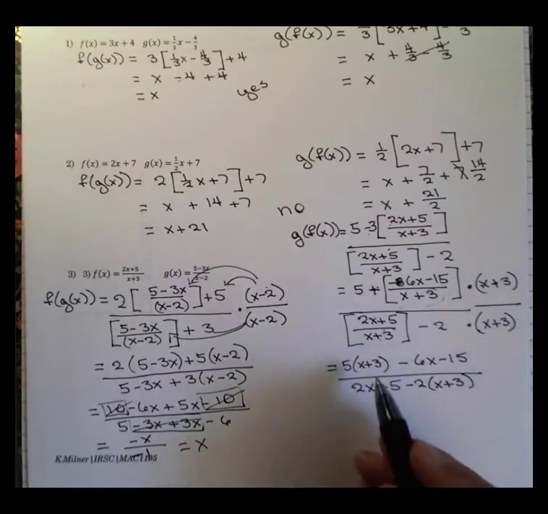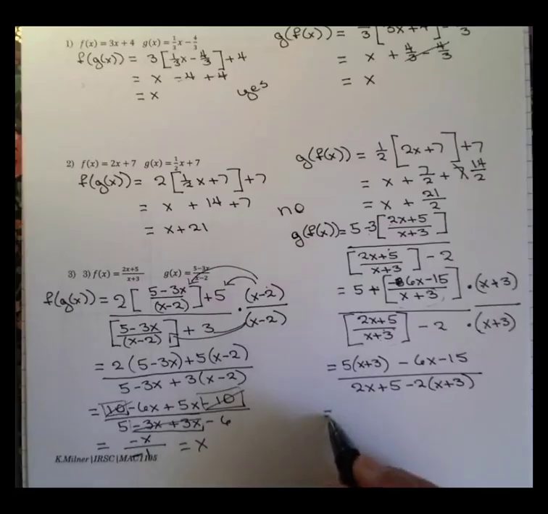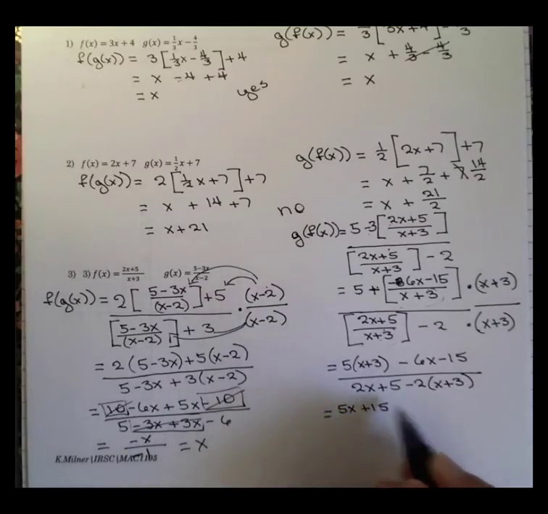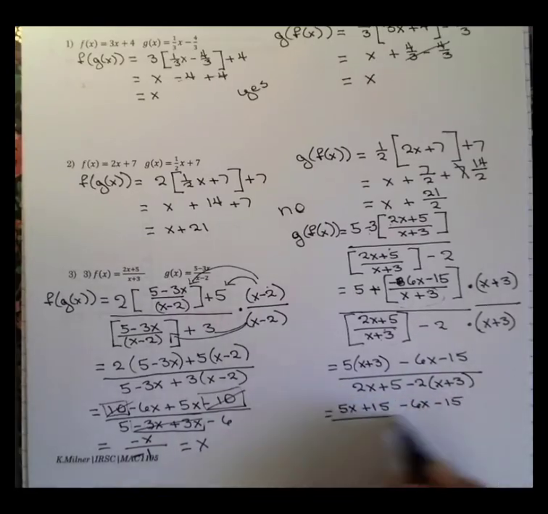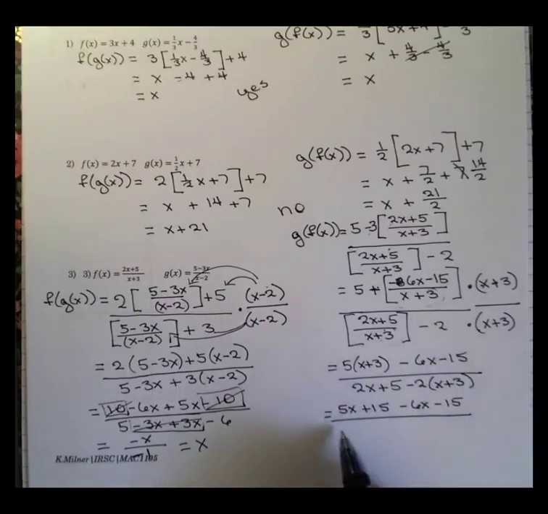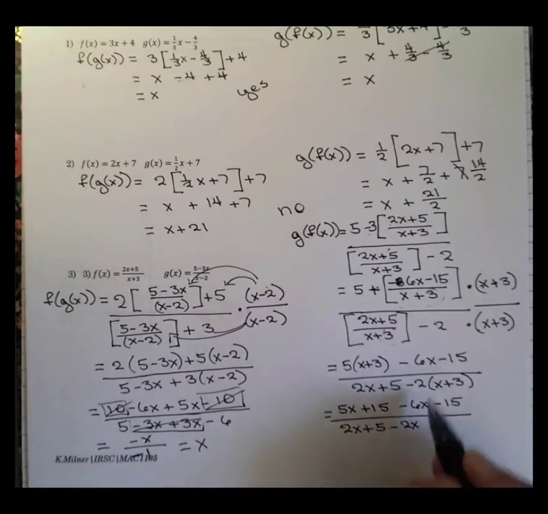Okay, now let's do this. Let's say 5 times x is 5x. 5 times 3 is 15. We still have minus 6x minus 15. And down here we're going to say 2x plus 5, and then I'll say negative 2 times x, and negative 2 times 3 minus 6.